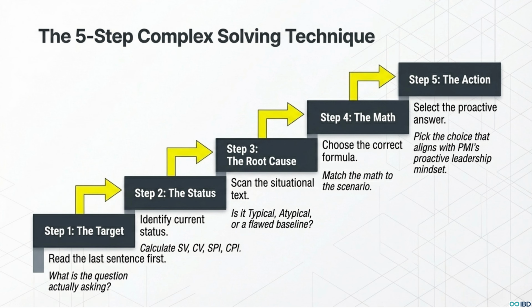Step 2. Do a quick calculation of the project's current status. Get your SPI and CPI. Know where you stand. Step 3. Now scan the big block of text for keywords about the root cause. Are they describing a one-time fluke or an ongoing disaster? Step 4. Based on that, you can now confidently select the right formula.